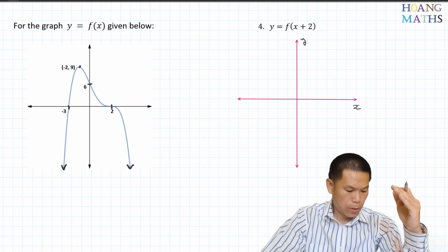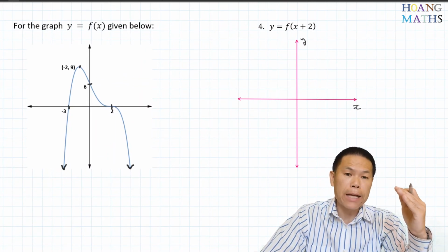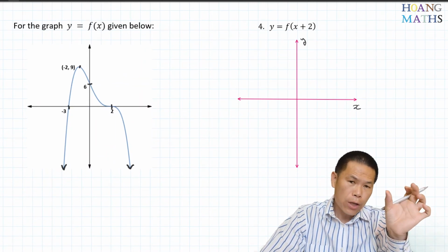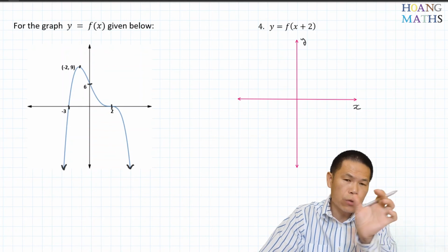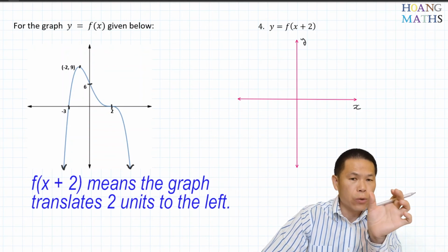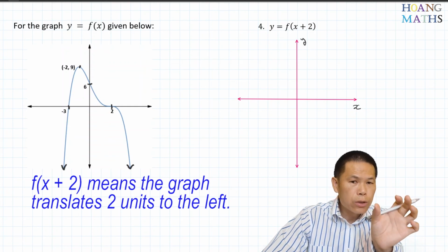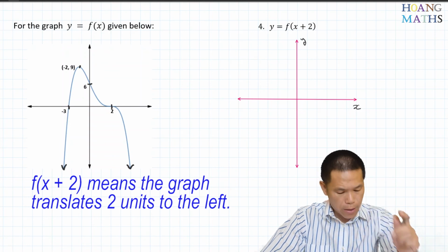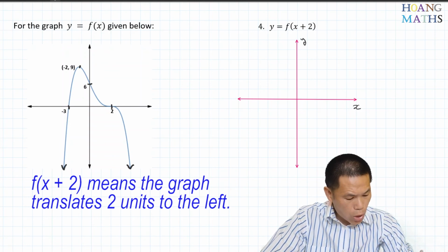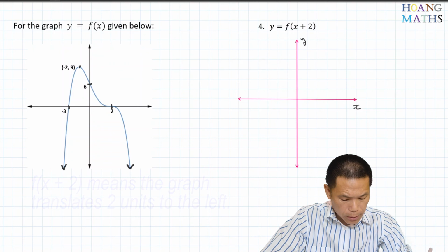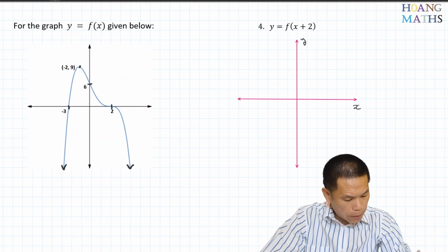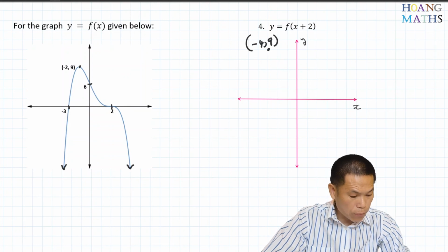Last one, f of x plus 2. The graph just moves 2 units to the left horizontally. That's all. Inside brackets, so x changes, y doesn't change. So it just moved horizontally 2 units to the left. So negative 2, 9 becomes negative 4, 9. So it's just roughly, okay? So negative 4, 9, just roughly.